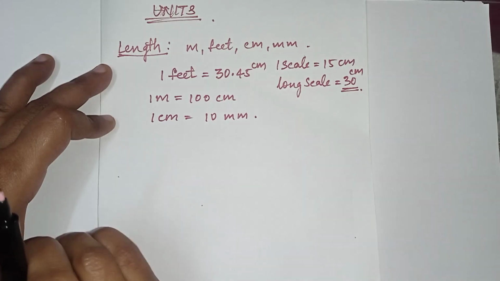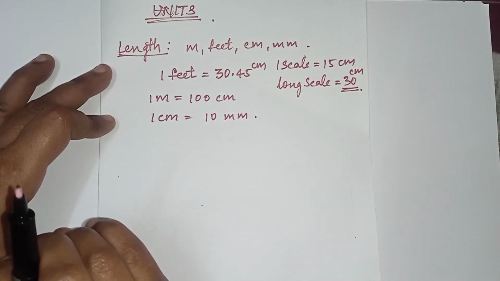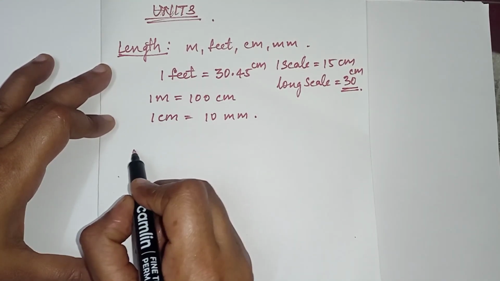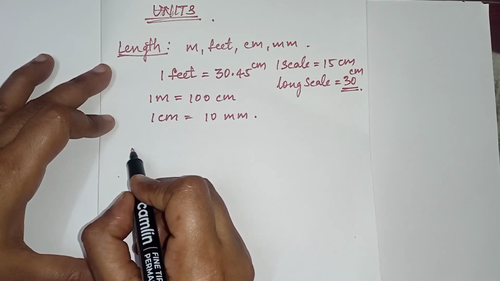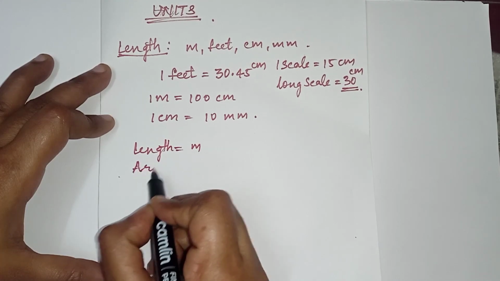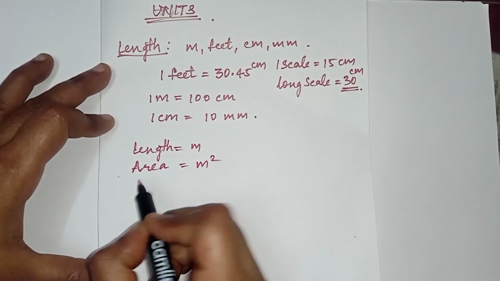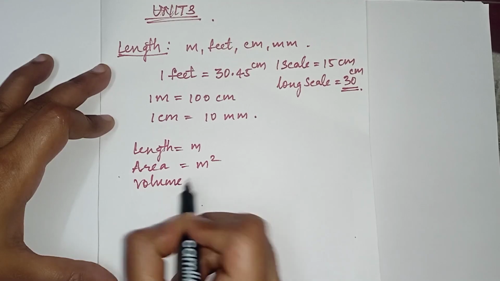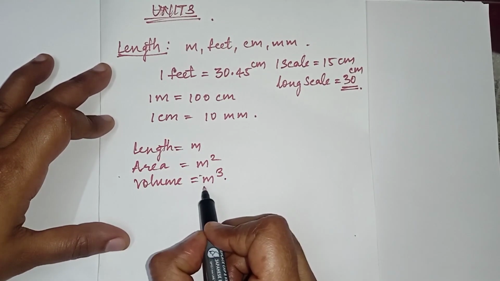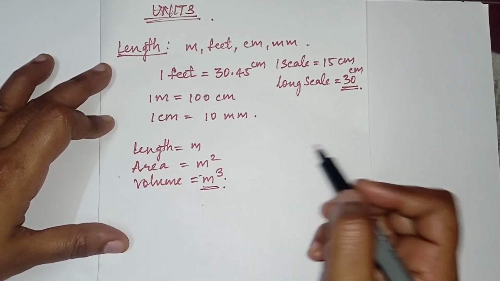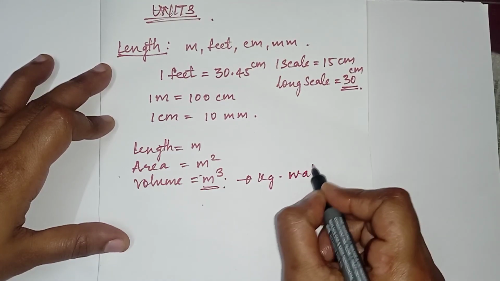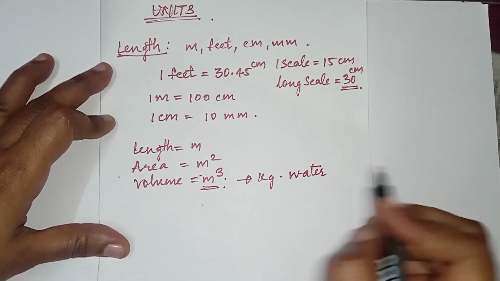I have seen students struggling with converting kg to meter cube too. So with respect to meters, if length is in meter, then area is in meter square, and volume would be in meter cube. I think this is basic. And if volume is in meter cube and you have to convert into kg, by default we take water as an example.